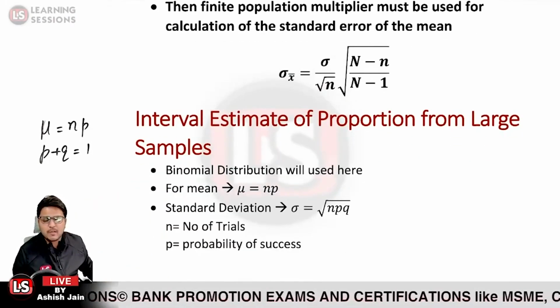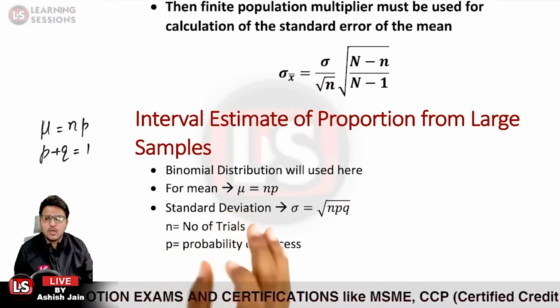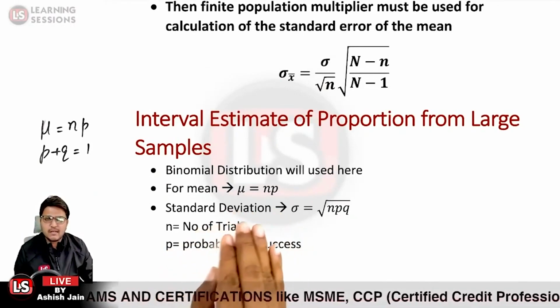Okay. So in that particular case, the mean of the population we are talking about, mu, is equal to np, and further the standard deviation is equal to what?